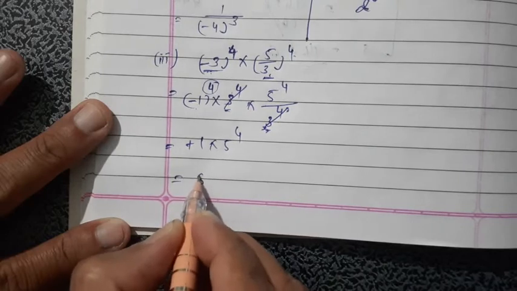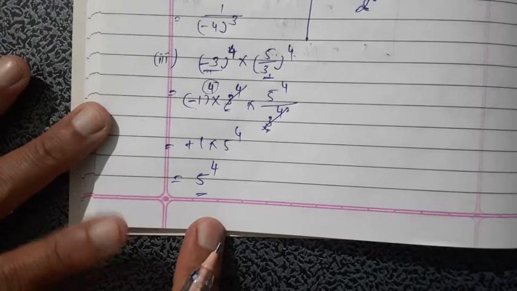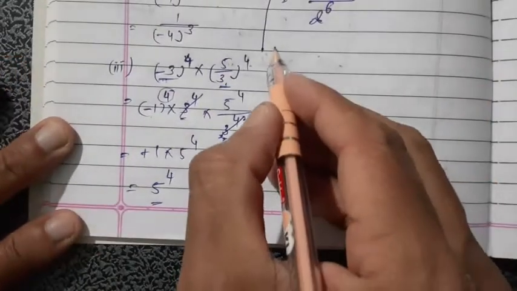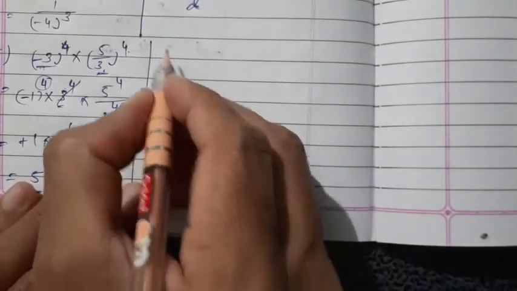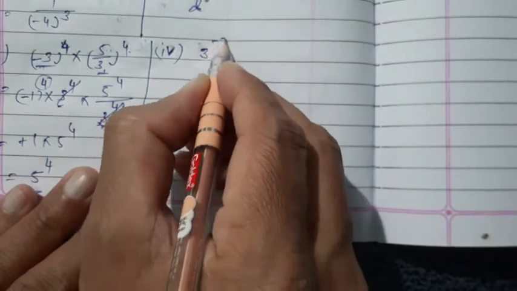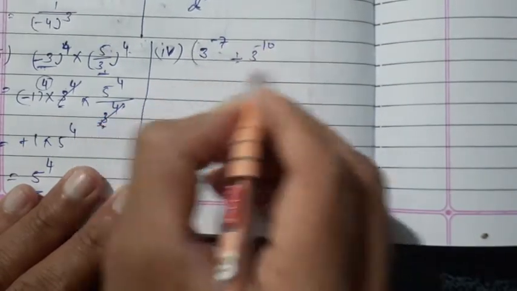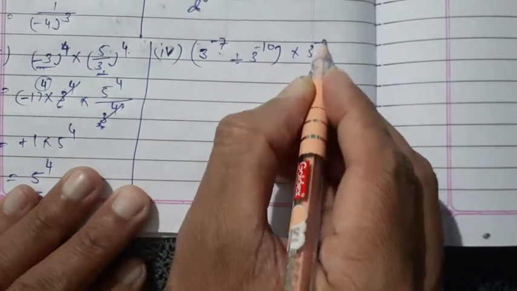So the final answer is 5 raised to 4, because we need exponential form. Okay, fourth one: look, 3 raised to minus 7 divided by 3 raised to minus 10 into 3 raised to minus 5.